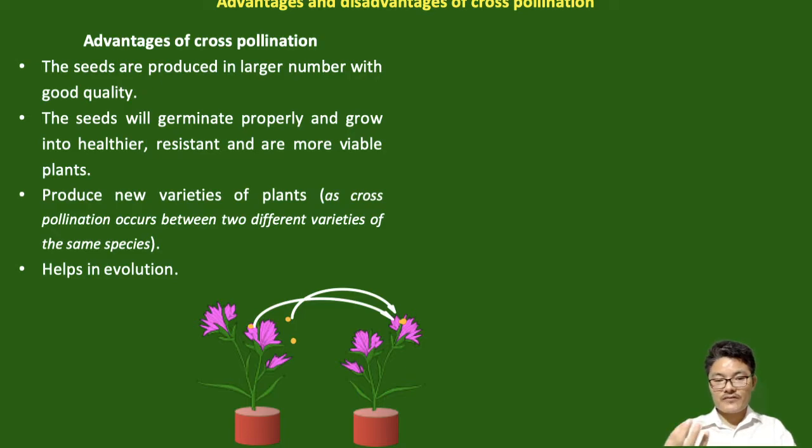If there is production of new variety of plants, then it will help in evolution. If a plant is undergoing evolution, then that will survive for a longer duration, as the plant is trying to adapt with the nature, as the plant is trying to make itself fit to survive in the nature. So cross-pollination will be producing new varieties of plants which in a way help in evolution, and later on the plant itself will be surviving for a longer duration.